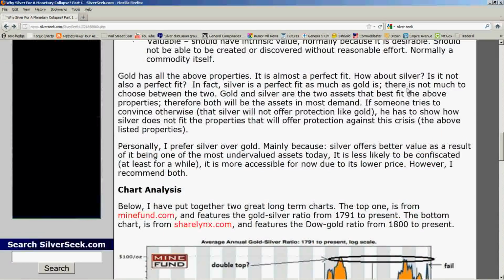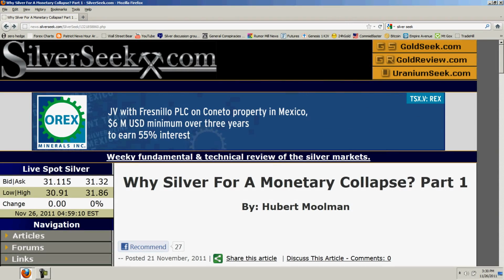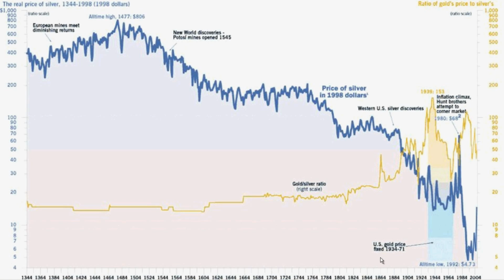So, I wanted to go next to the famous 600-year silver chart. I've actually put this on my desktop because it's hard to find this. If anybody can find this 600-year silver chart in a larger format rather than just a small picture, I'd appreciate it. But this is the largest one I could find. This chart shows the inflation-adjusted price of silver. This is the blue line. This is inflation-adjusted price of silver in 1998 dollars.